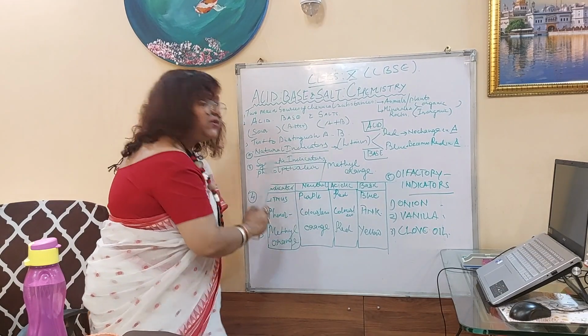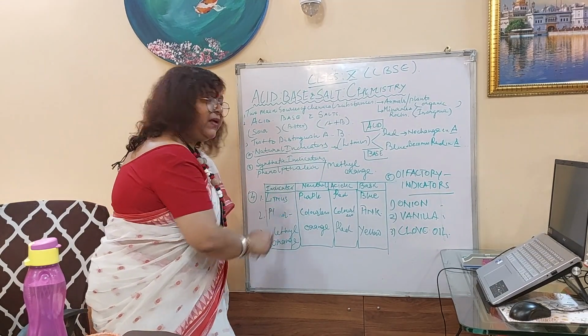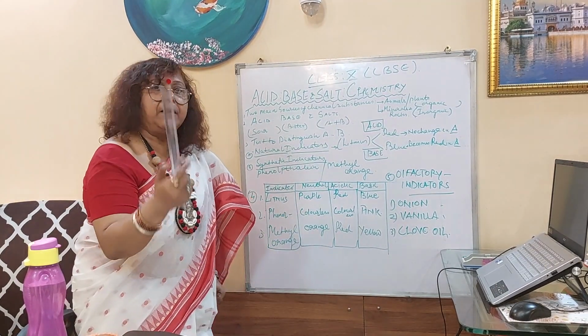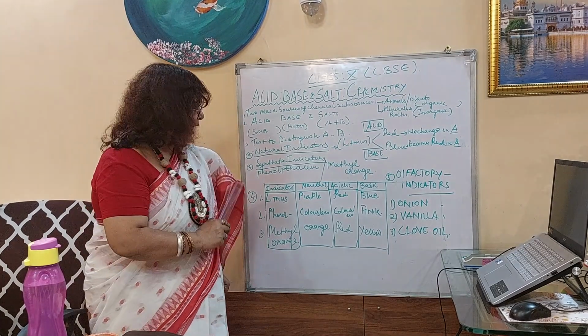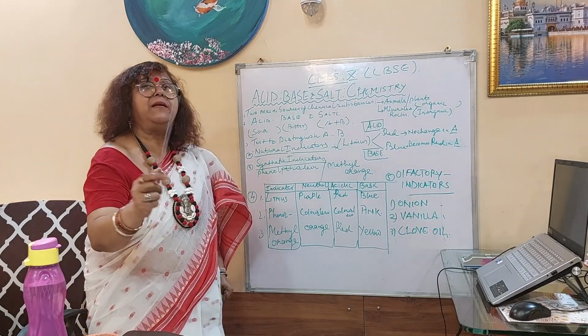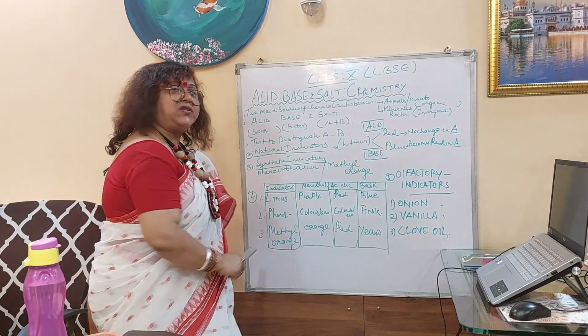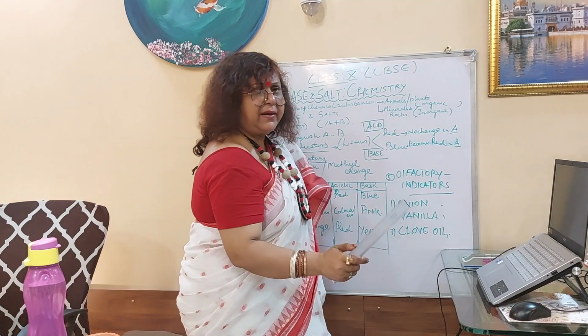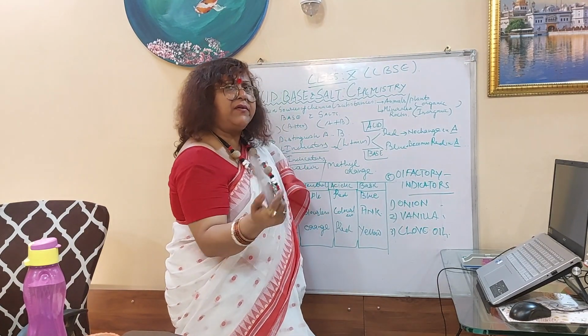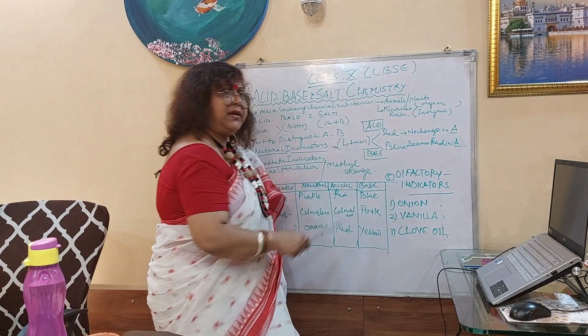So you remember this chart for if they ask you another question: compare litmus, phenolphthalein and methyl orange in acidic, neutral and basic solution. You can give this chart there last minute. Next, another kind of indicators, this question is frequently asked: what are olfactory indicators?